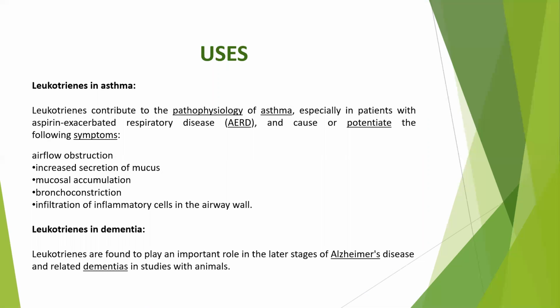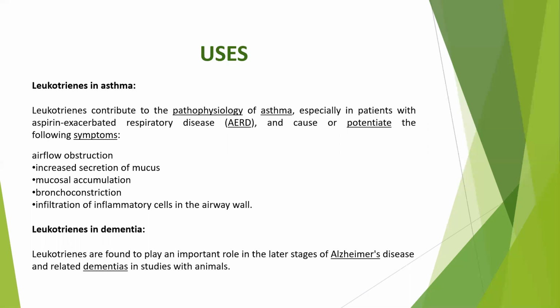Uses of leukotrienes. Leukotrienes in asthma. Leukotrienes contribute to the pathophysiology of asthma, especially in patients with aspirin-exacerbated respiratory disease, AERD, and cause or potentiate the following symptoms. First is airflow obstruction, second is increased secretion of mucus, third is mucosal accumulation, fourth is bronchoconstriction, and fifth is infiltration of inflammatory cells in the airway wall.